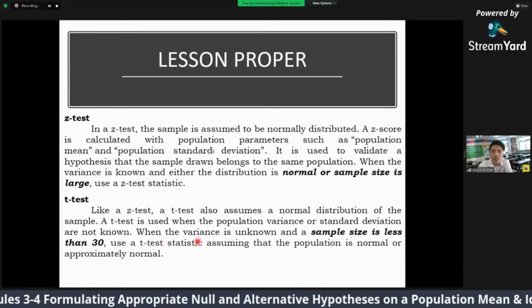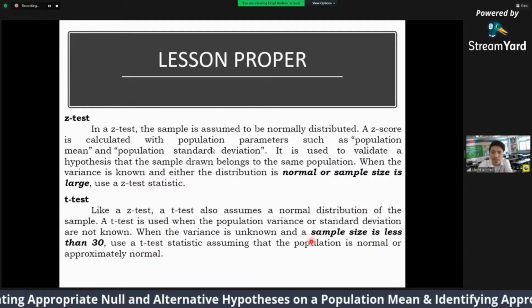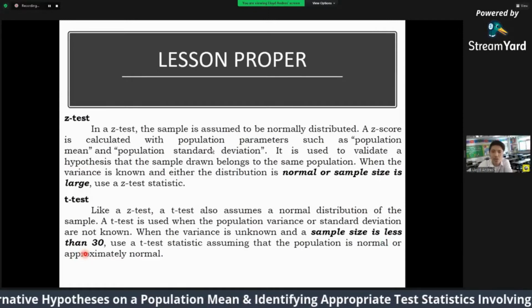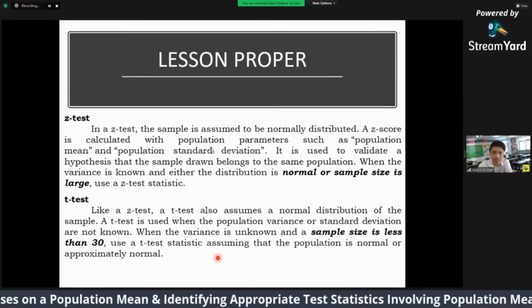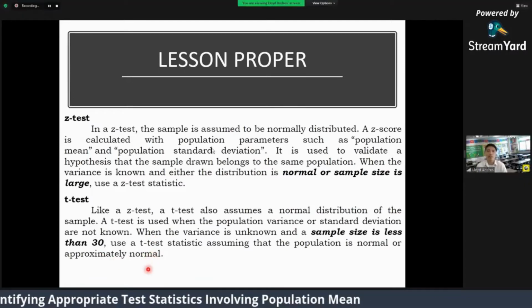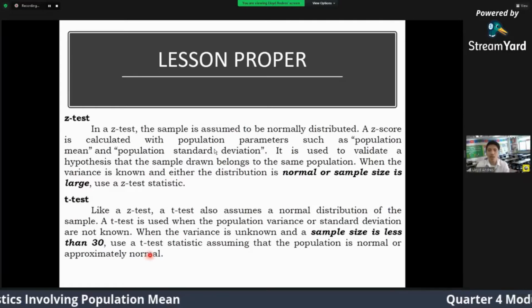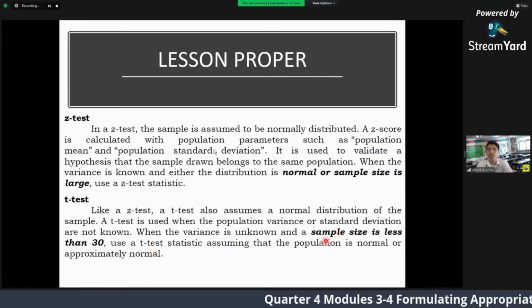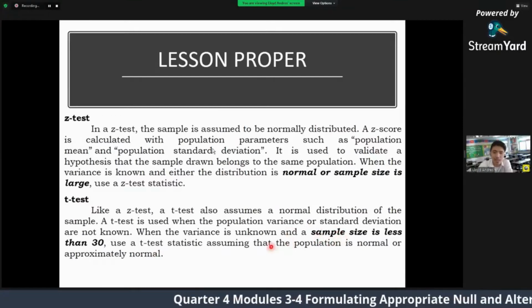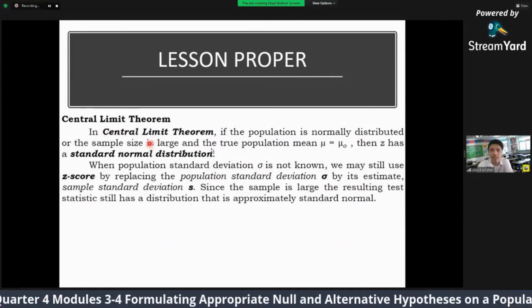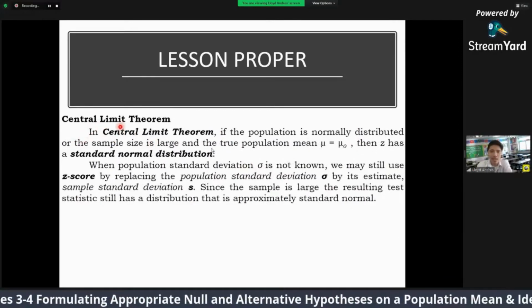When the variance is unknown and the sample size is less than 30, use t-statistic. So gamiton si t-statistic kung unang-una, population variance is unknown. Wala ka kabalo, dili nimo ma-solve. And at the same time, ang sample size nato is less than 30. T-statistic ta. But there is what we call the central limit theorem.